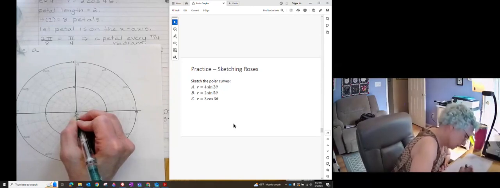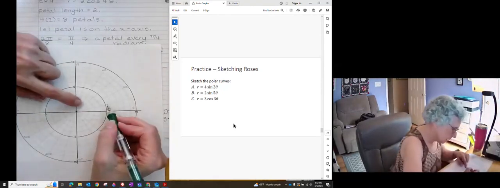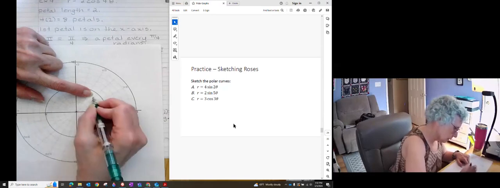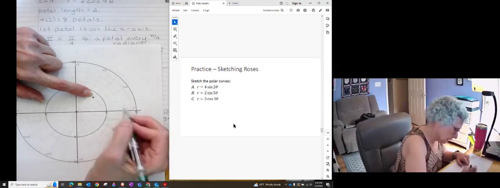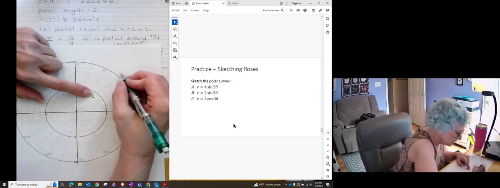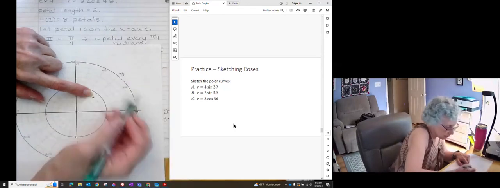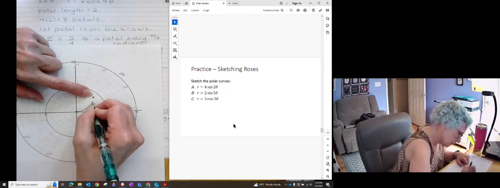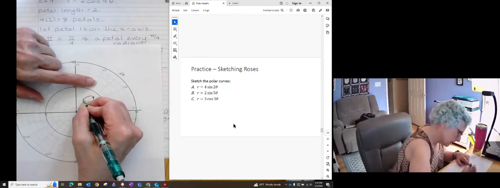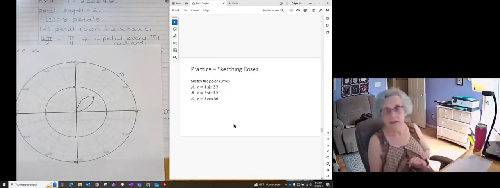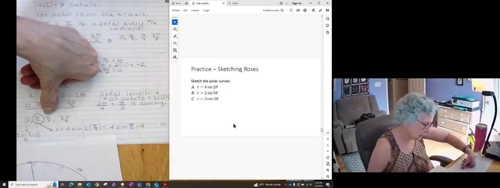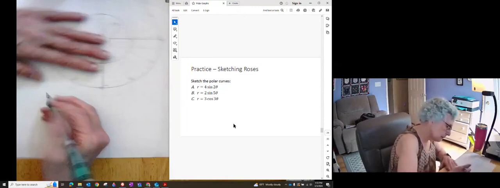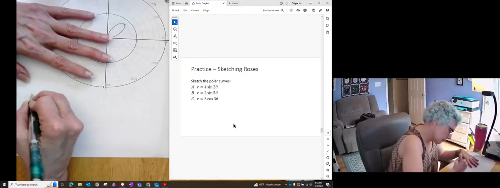So 0, then the location of my first petal is at pi over 4, so 1, 2, 3, 4, because it's the length 4, and this is pi over 4, living between pi over 3 and pi over 6. So I know it starts here, it loops, it's going to go back to that center, because when I plug in pi over 2, I'll do it right down here. If I plug in pi over 2, I'll go ahead and make my whole chart.